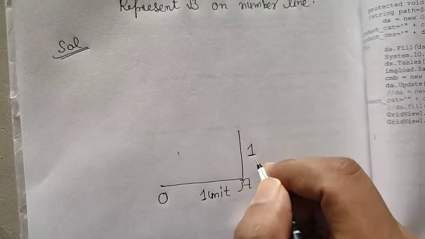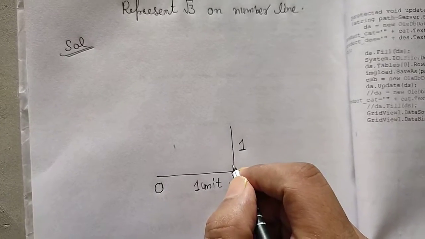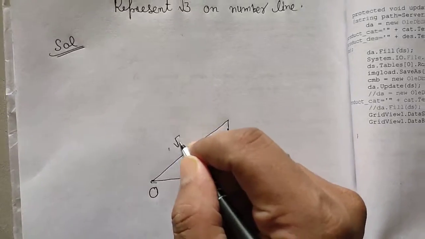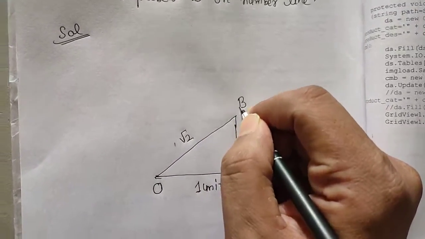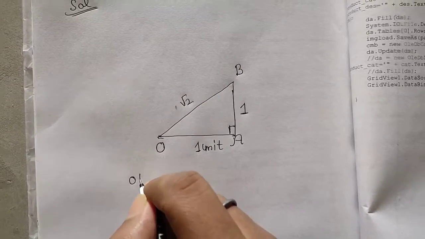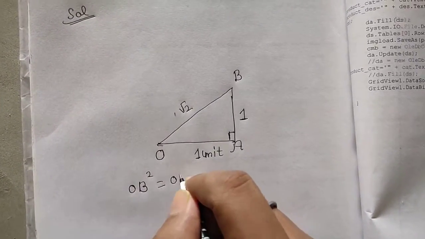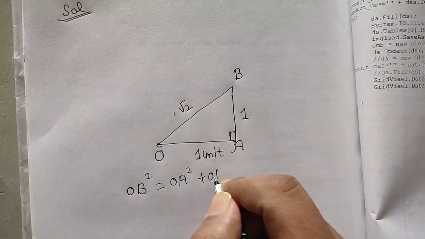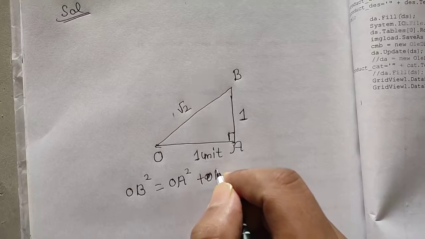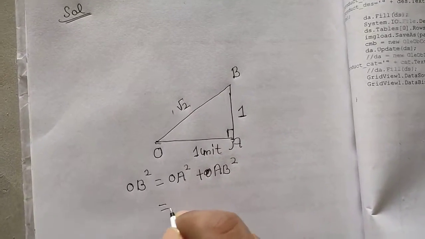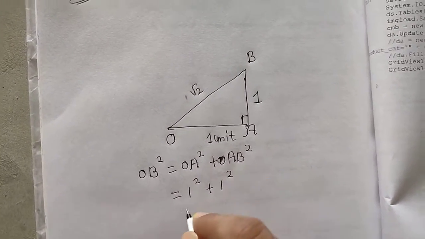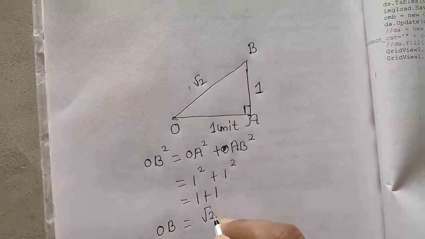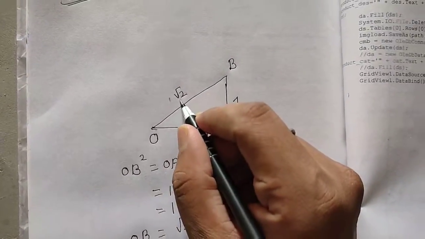Again it will be 1 as a perpendicular, and this is the hypotenuse and it will be B. So by the Pythagoras theorem, it is under root 2. So this is under root 2.